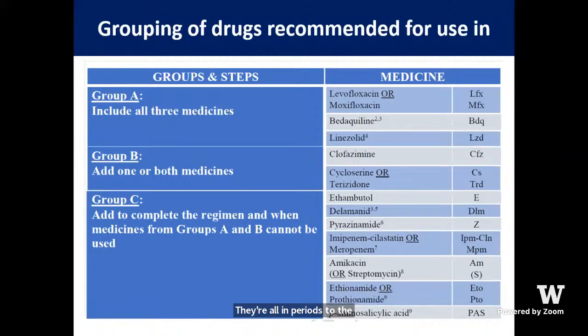So here comes the pre-extensively drug resistant. Suppose a patient is resistant to a quinolone, group A, or injectable, it is called pre-extensively drug resistant, pre-XDR. You should not give shorter MDR, please remember. Suppose a patient is resistant to a quinolone and any other group A drug like bedaquiline or linezolid, it becomes XDR-TB. So you have to give 20 months of bedaquiline-containing all oral regimen.